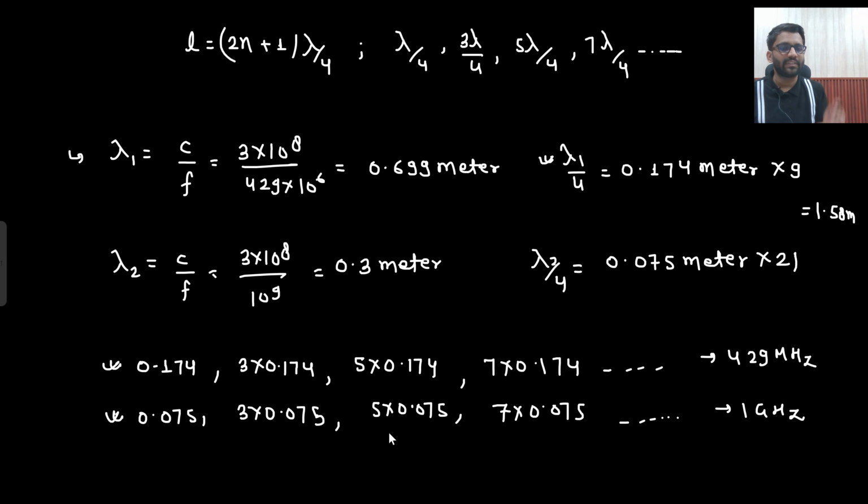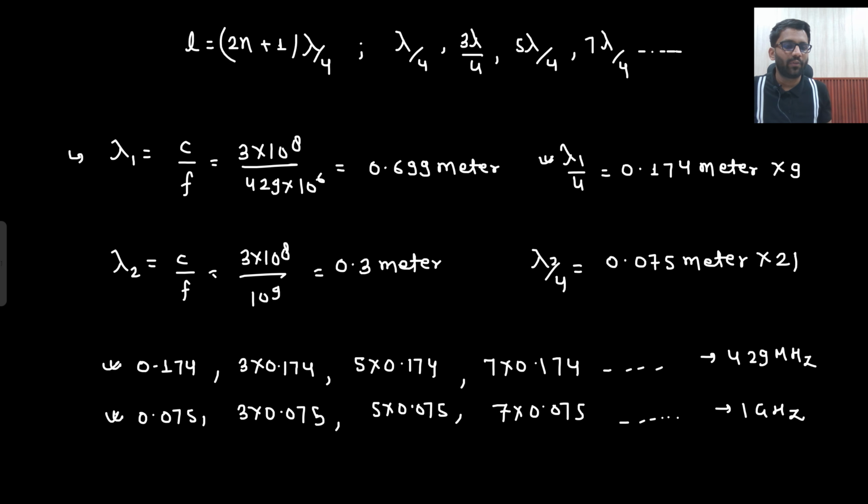Basically, if you put 0.174 length, then he will say that I am not happy. If you put this, then this 1 gigahertz will say that I am not happy. If you put this, then 429 megahertz will say that I am not happy. If you put this, then 1 gigahertz will say that I am not happy. But if you put 0.174 into 9, then lambda 1 by 4 is also happy. And if you put 0.075 into 21, then this 1 gigahertz is also happy. So both are happy. So you need to find where both will be happy.